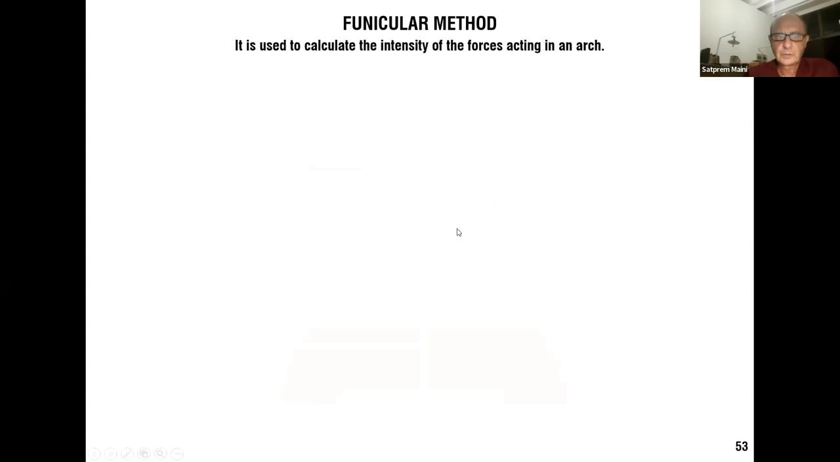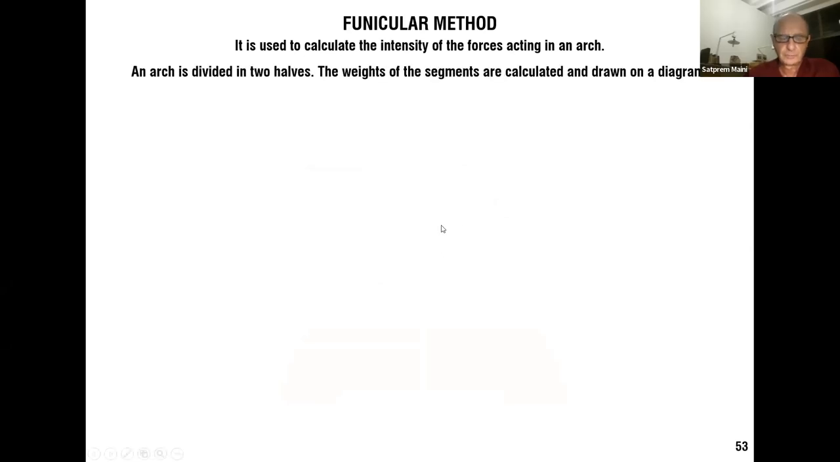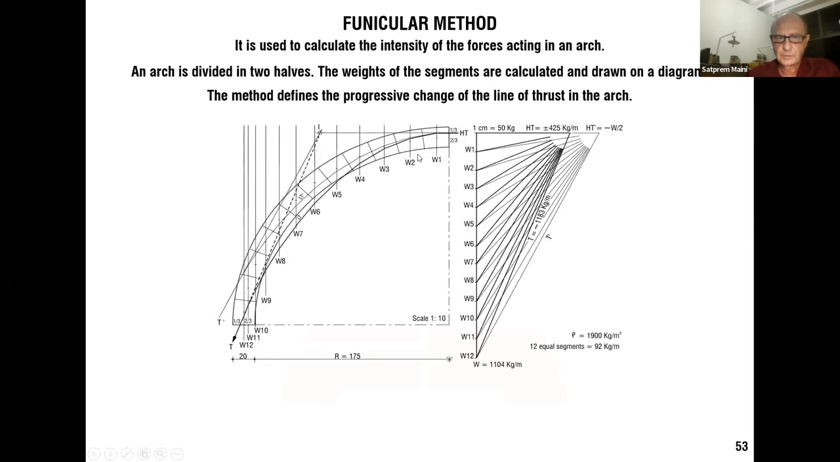So now we see the funicular forces, the funicular method. You have here to draw half of the arch, yeah? And then you have to draw, I will explain a little bit how it is done. You have to divide the arch into equal segments like this. And then you have to enter HT, the line of thrust, which is horizontal here.